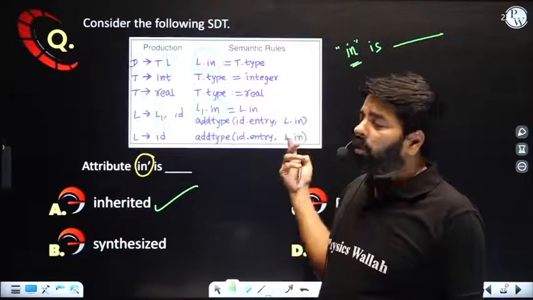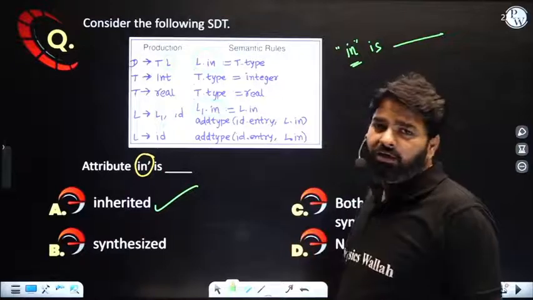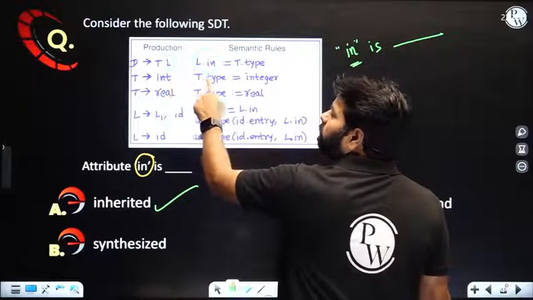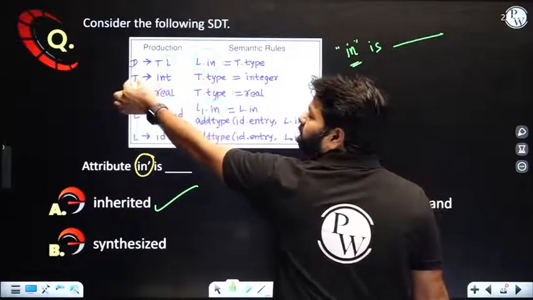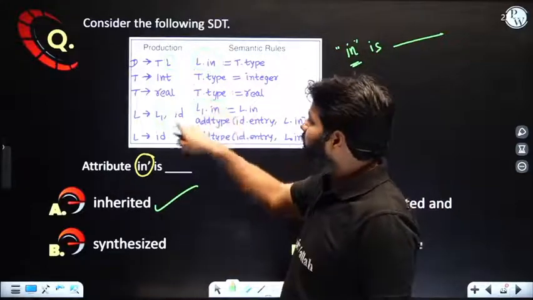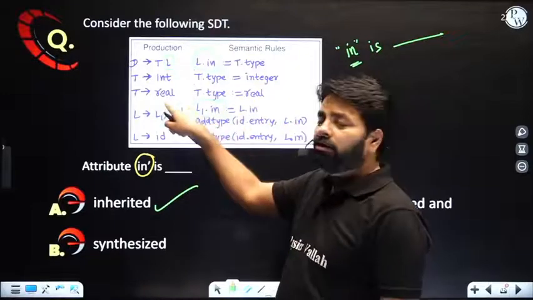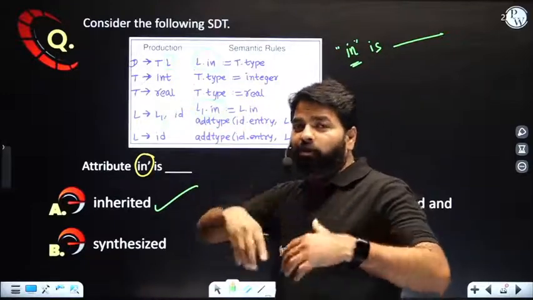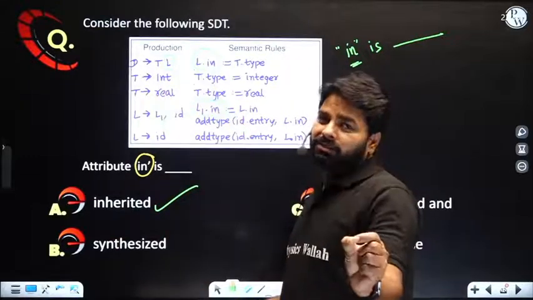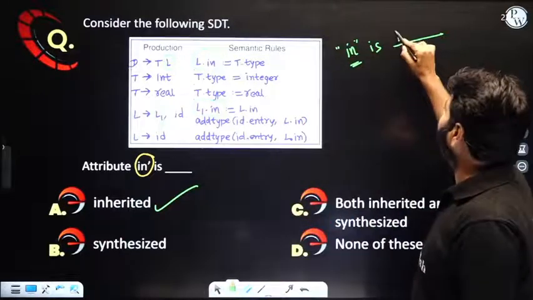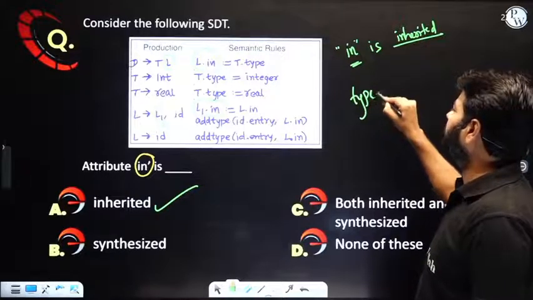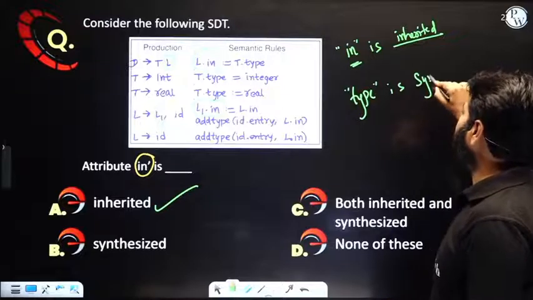For the type attribute, I'm going to answer here, but you do the next question as homework. Type is depending on integer; int is actually its child. So t dot type, you are computing at this place by depending on its child, that is synthesized. And for t dot type where t is here and its child is real, you are also depending on the child, meaning synthesized. In both of them, the type is synthesized. So in is an inherited attribute, but type is synthesized.